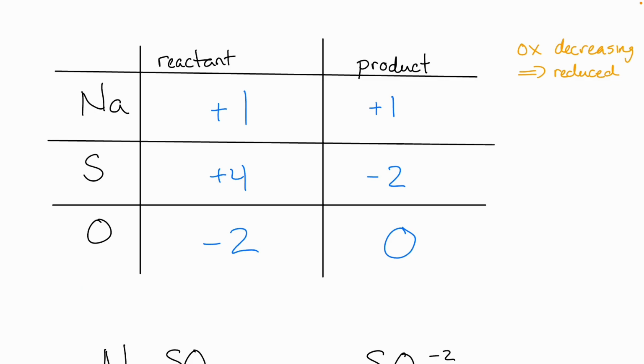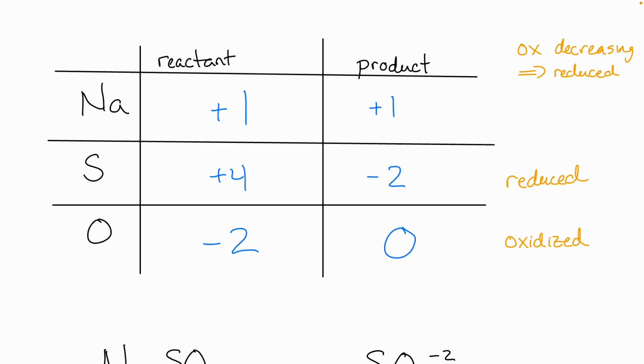Okay, so which element is being reduced in this particular reaction? The sulfur, right? It's going from +4 to -2, so it's going down. All right, so then the one that's going up is the one that's being oxidized. Okay, so what does this help us do? It helps us identify which element is actually being oxidized and which element is actually being reduced.